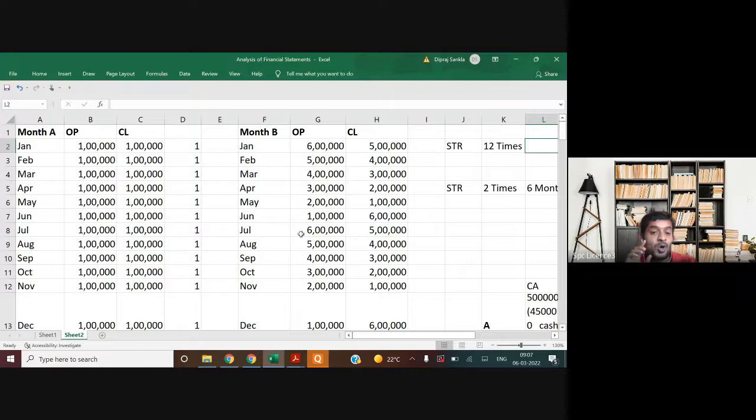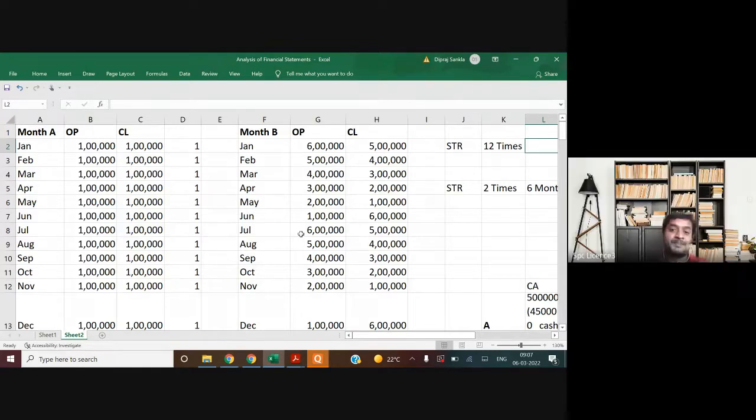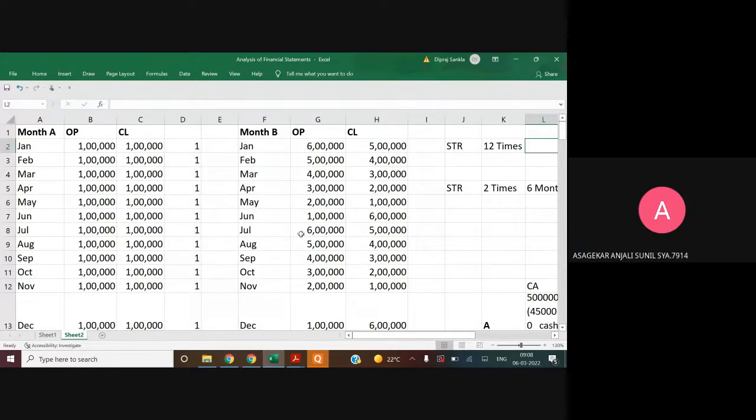Okay, the sales policy. Which company's sales policy do you think is better? A company or B company? A company. Very good. Now, which company's purchase policy, meaning raw material or stock purchase policy, do you think is good? A company or B? A company.